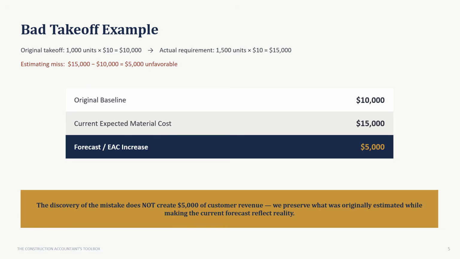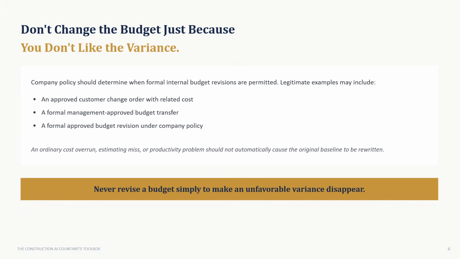Let's make this concrete. Say the original material takeoff was 1,000 units at $10, $10,000. After the job begins, the team discovers the actual requirement should have been 1,500 units, $15,000. That's a $5,000 unfavorable estimating miss. Here's the key. Discovering that mistake does not create $5,000 of customer revenue. Instead, the original baseline stays at $10,000, the current expected material cost moves to $15,000, and the forecast, the EAC, increases by $5,000. We preserve what was originally estimated while making the current forecast reflect reality.